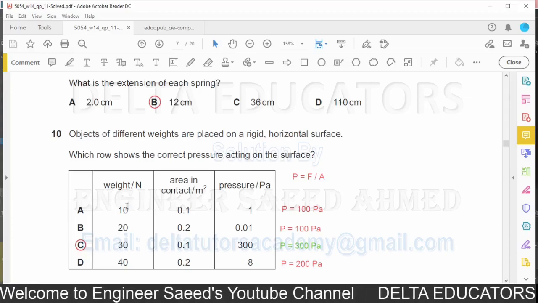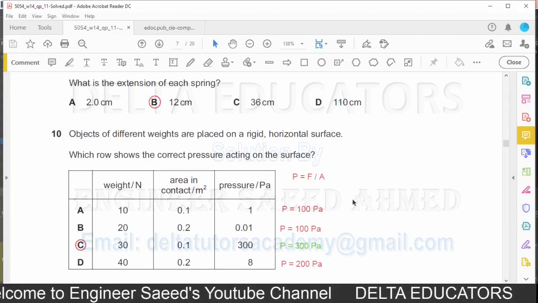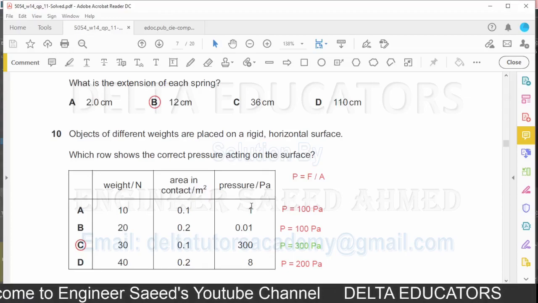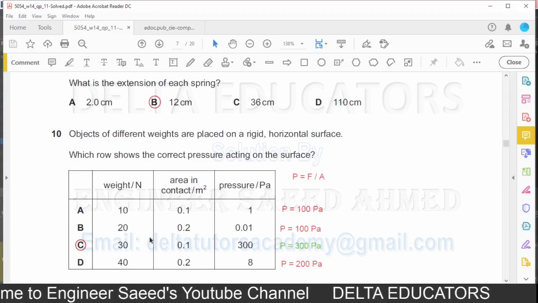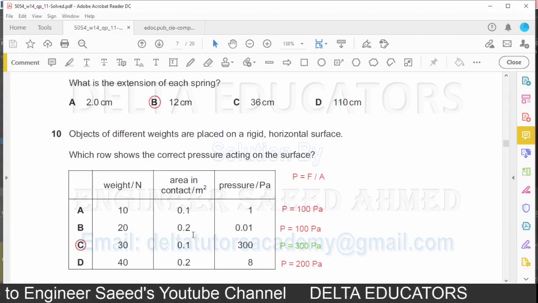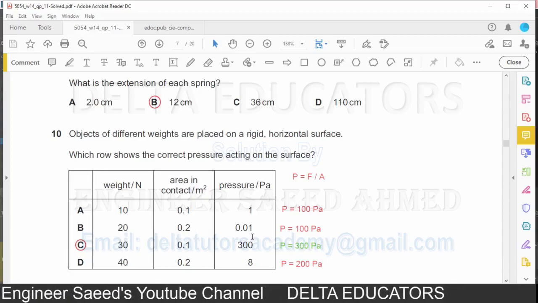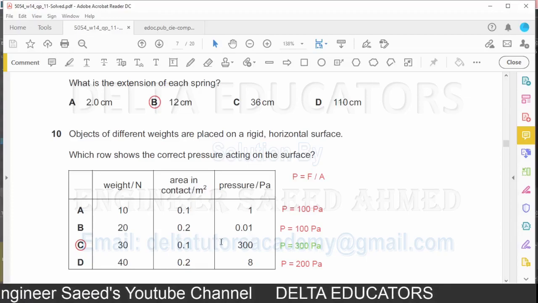When we divide this weight 10 by 0.1, it will be 100 Pascal. Here it is given 1 Pascal, so it is incorrect. In B, we have to divide 20 by 0.2. When we divide 20 by 0.2, again we will get 100 Pascal. Here it is given 0.01 Pascal, so it is incorrect.